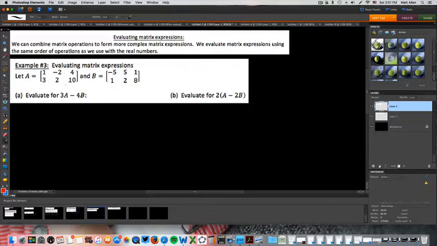So taking a look at this example here, I've given us a couple of matrices A and B. You notice that they are the same order. Let's go ahead and write their order in the bottom right corner. We say 2 rows by 3 columns. We say 2 by 3 and 2 by 3. And so our goal here is to just evaluate four expressions.